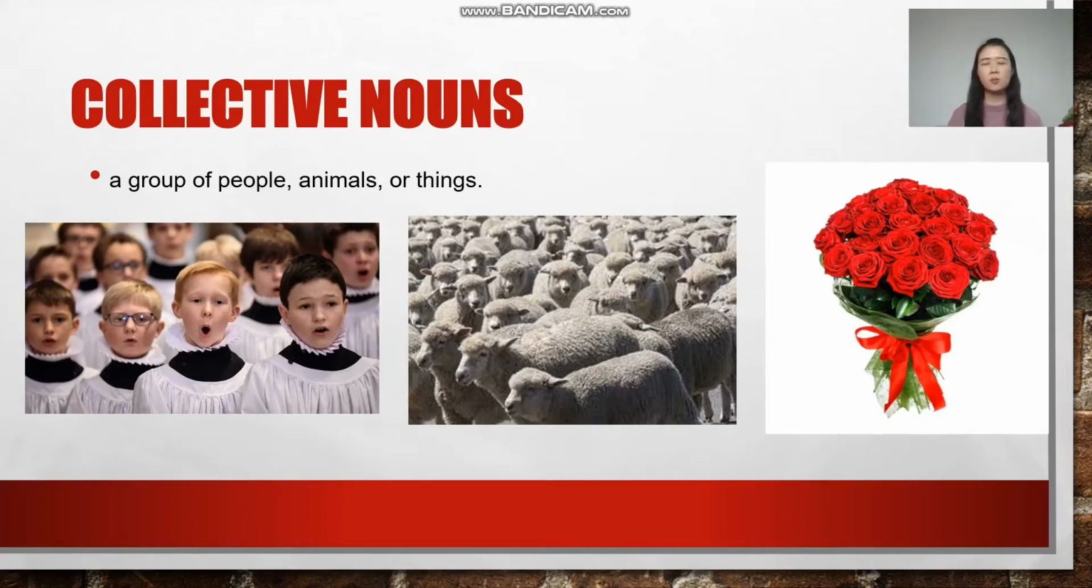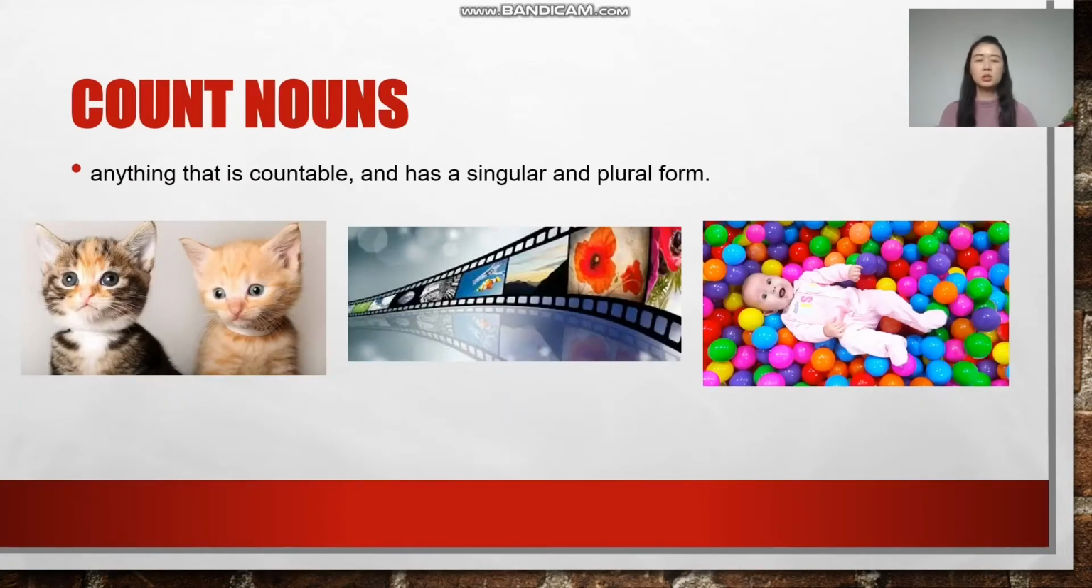We can have more examples, like for the birds, okay? If we are talking about the birds, we cannot use the word herd anymore, but that should be the word flock, F-L-O-C-K, flock. Okay, and we can have even more collective nouns. Probably you can see from my book as well. Okay, move on to another one.